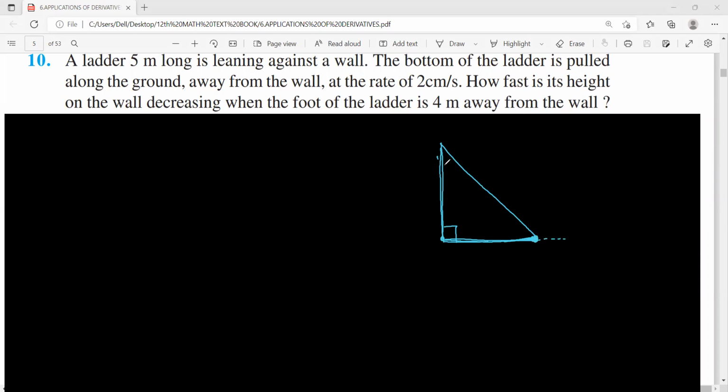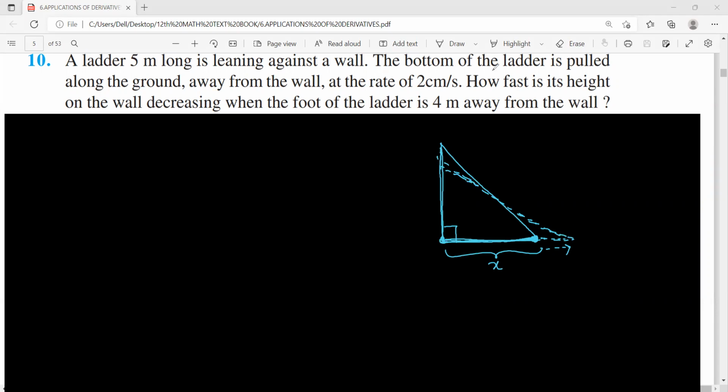When this is pulled, what will happen? Then it will come down like this. But it is pulled along the ground away from the wall at the rate of 2 centimeters per second. Let's say this length is x. Now x is increasing, right? So let's take this length as x, then automatically it will increase.